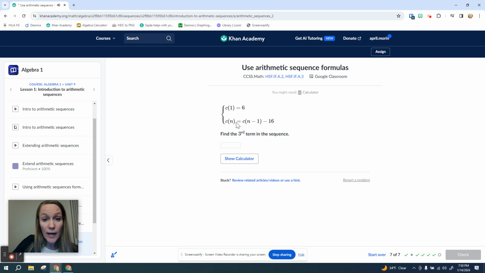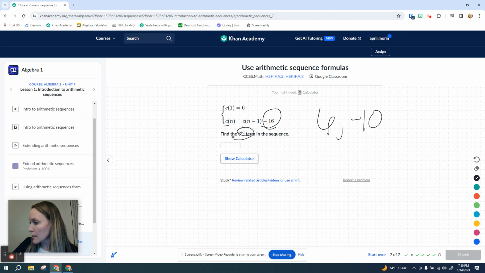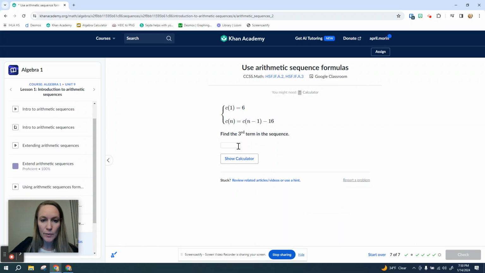Okay, so I do have, see, I have a C here and I have a C here. I have C's in my formula. So that means I am going to have to write out every term. And I want the third one. So my first term is 6. And what am I doing to it? I'm going to subtract 16 every time. Okay, so 6, and then I'm going to subtract 16, which is minus 10. And I need the third one. So subtract 16 again, minus 26. So that's going to be my answer here. Negative 26.